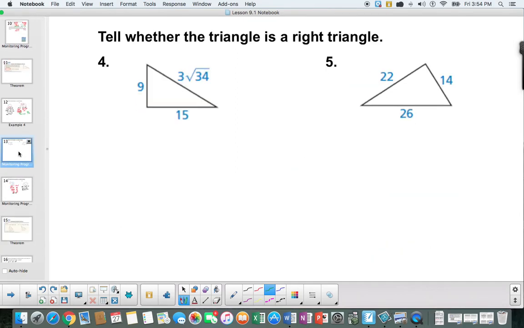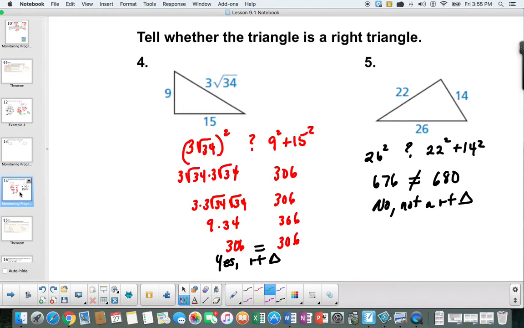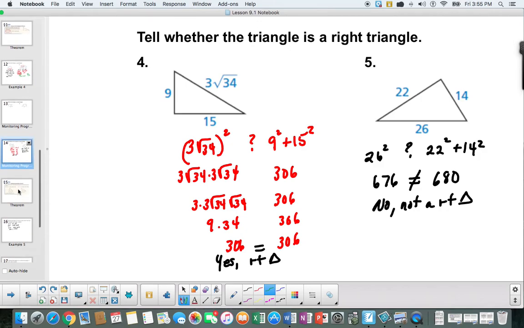Okay, your turn. Go ahead and try to figure out if these are numbers that make a right triangle. Stop the screencast. And here are the answers. Notice I put the largest number in the first spot. When they're equal to each other, then we say yes. And if they're not equal to each other, we have to say no.